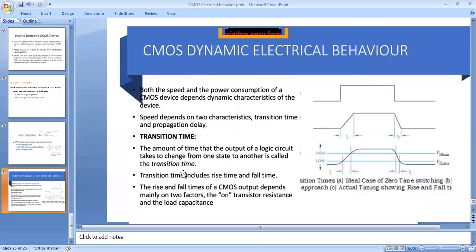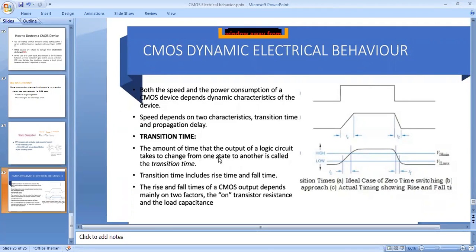The amount of time that the output of a logic circuit takes to change from one state to another state is called transition time. In PDC also you study this transition time. So for example, if our CMOS inverter circuit is present at a low state, the time taken from low state to high state is considered as transition time of that circuit.